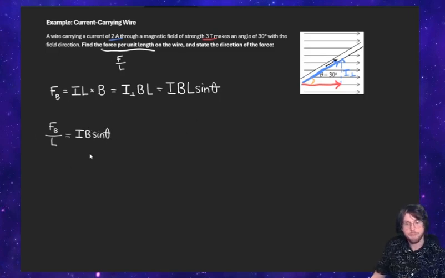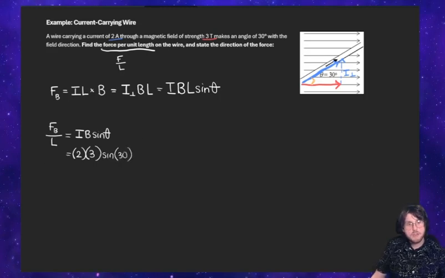per unit length. And so in this case, current was given as 2 amps. Our magnetic field strength was 3 Teslas. And our angle given was 30 degrees, so sine of 30. And in this case, you can make very short work of this calculation because sine of 30 degrees very commonly is just 1/2. And so 1/2 times 2 cancels each other out.